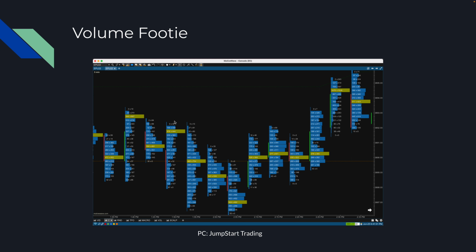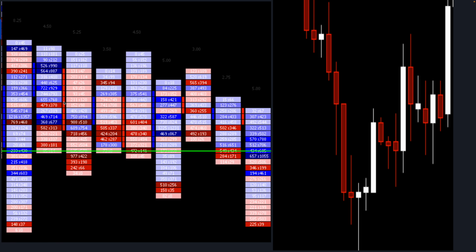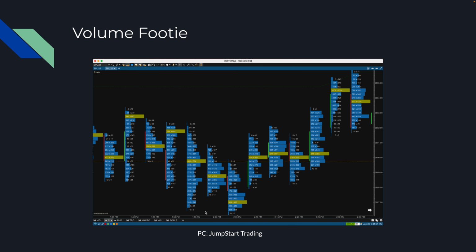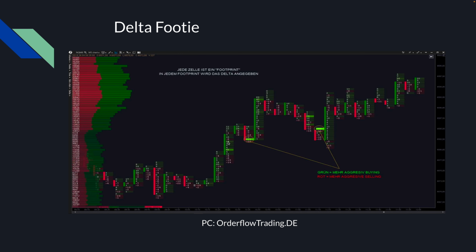This is a volume footprint. This is Motive Wave. This is, by the way, Sierra. It's a screenshot that I used. But this right here is Motive Wave. As you can see here, I believe they have it set for 5 minutes for their volume footprint. This is the delta.